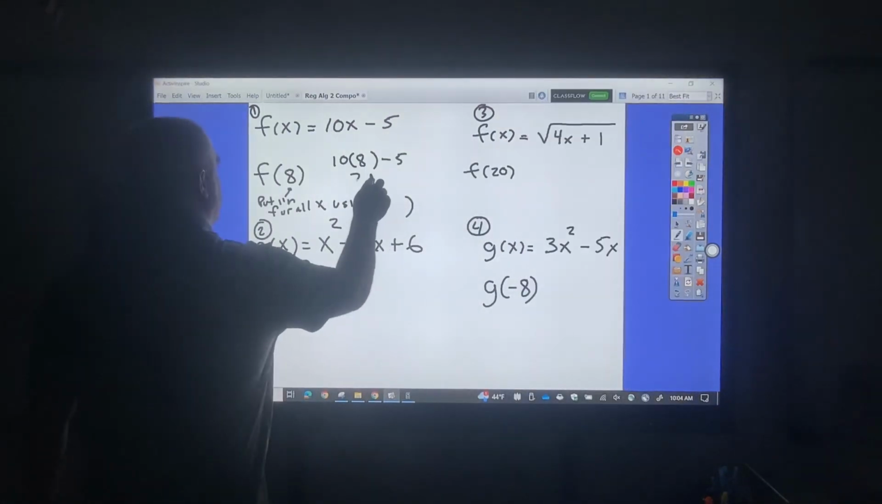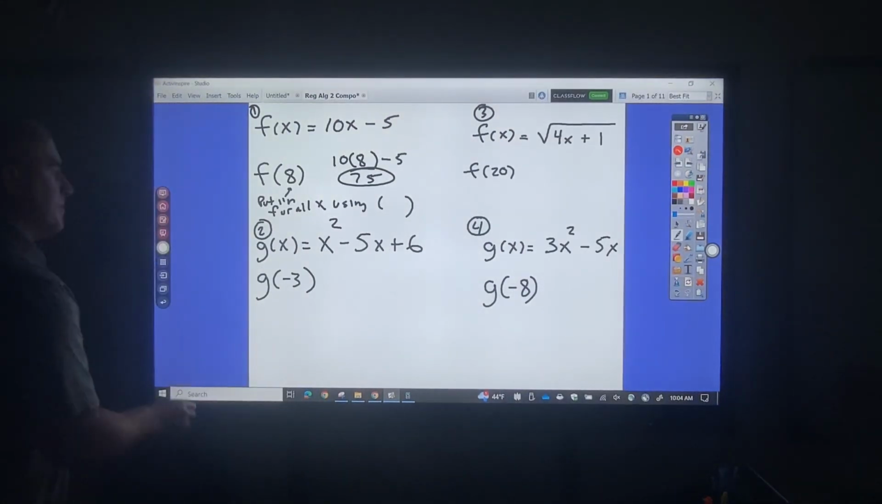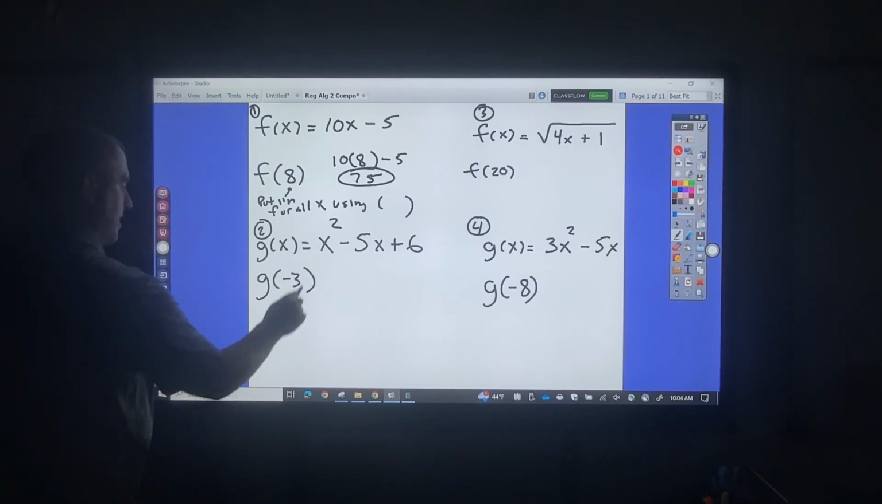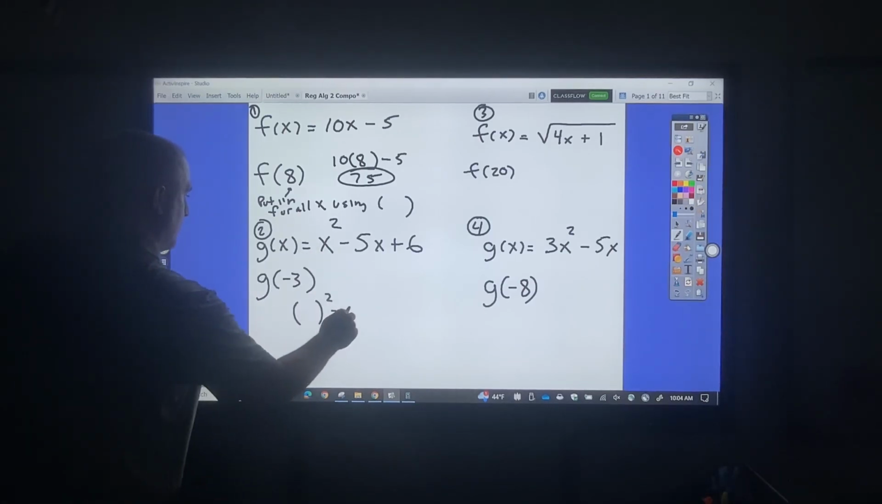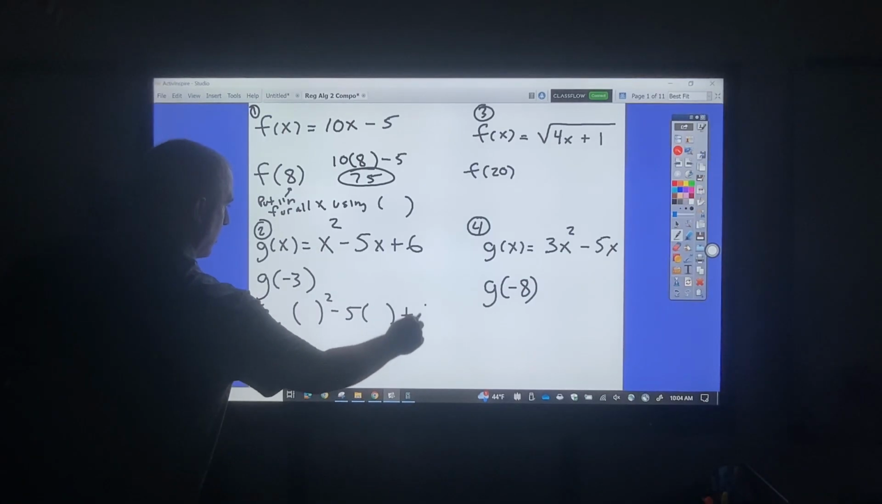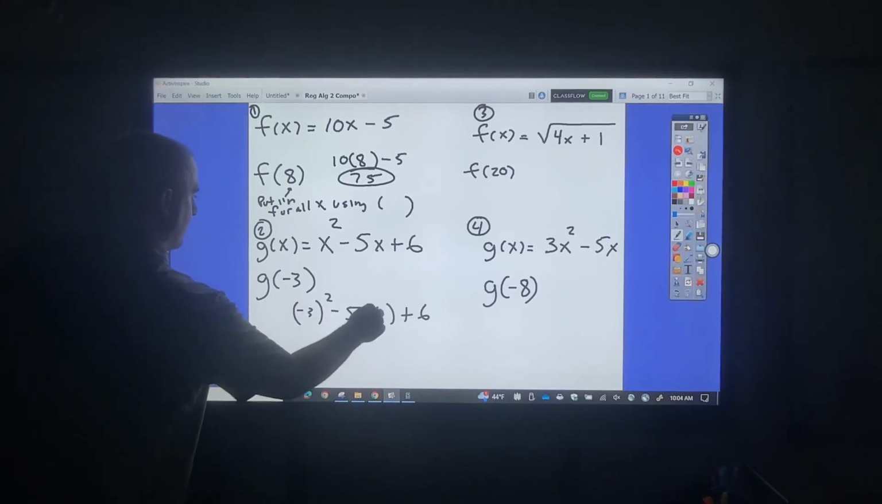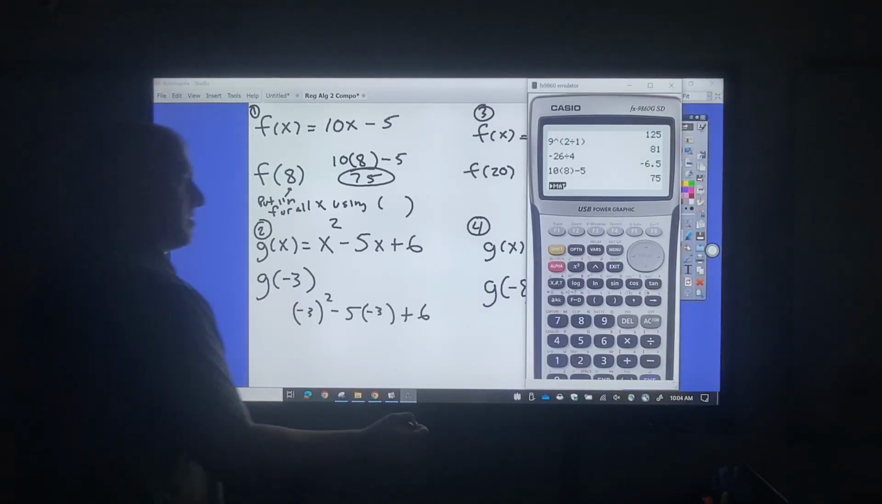That's 75. Okay, let's go through a few more examples. All right, what does this mean? Every spot there's an x, I'm removing it. And in this case, I put a -3. Very important you put your parentheses. If you don't, you get the wrong problem.